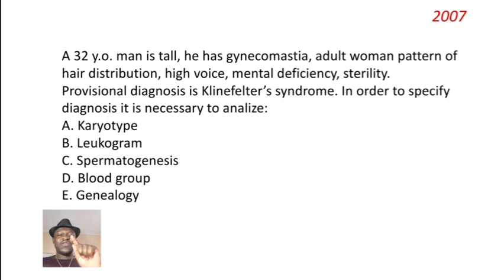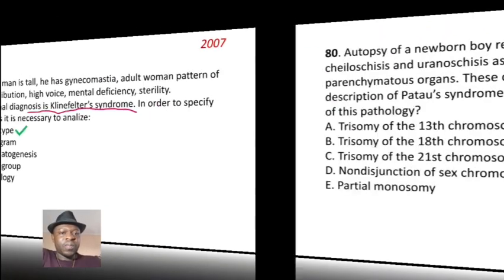It's 47XXY. That's the karyotype of Klinefelter syndrome. We will see it again in the next slides. All right, so what did I say we do? A karyogram. So karyotype is the answer here.